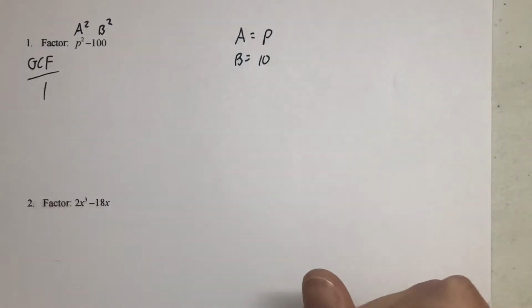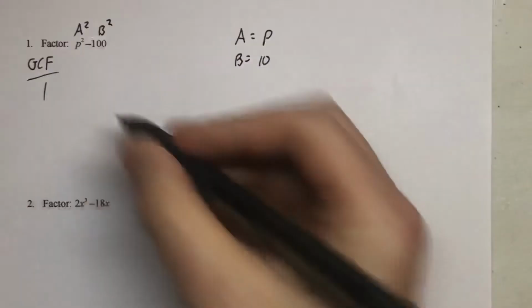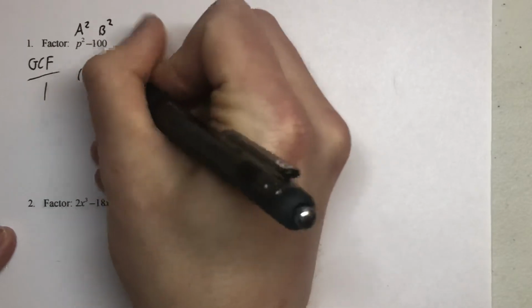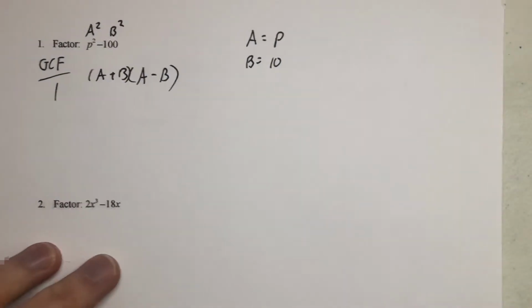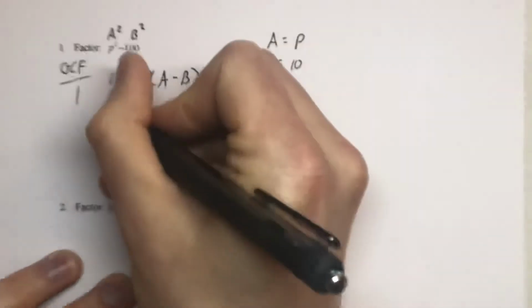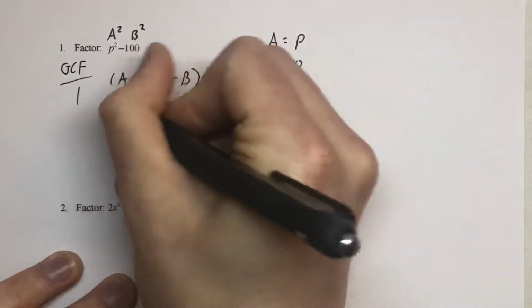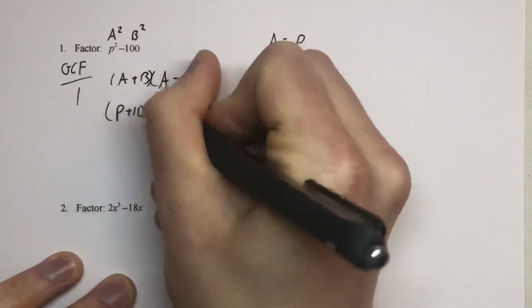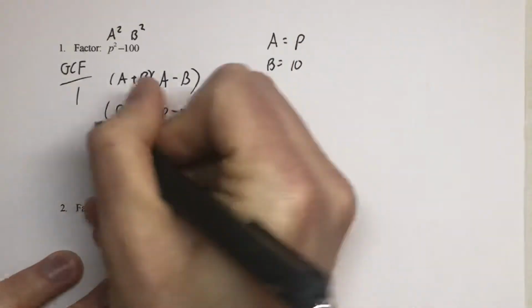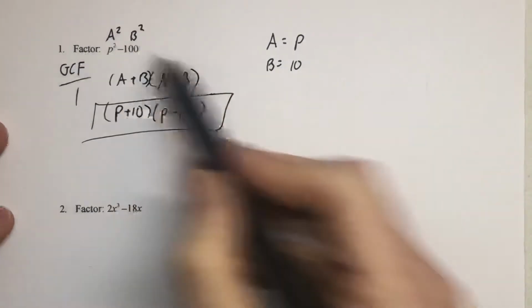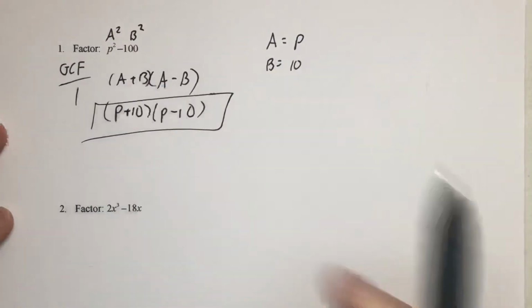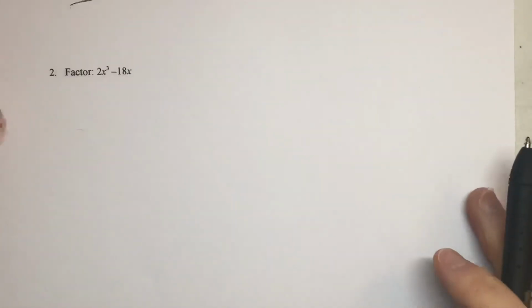So you find the A and B that fit the pattern, and then you just have to remember the formula, which is A plus B times A minus B. And then you take your A and your B and plug them in. P plus 10, P minus 10, and that's factored. So that's going to be the difference of squares, just that process. Identifying the pattern, identifying A and B, plugging them into the formula.